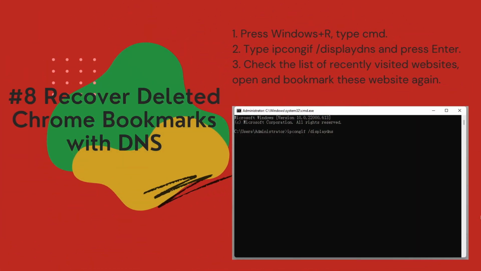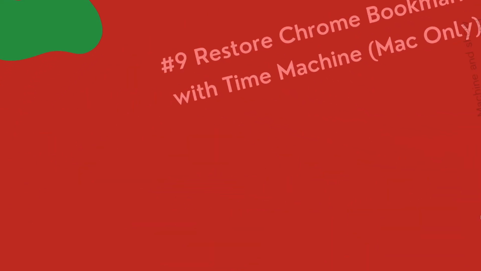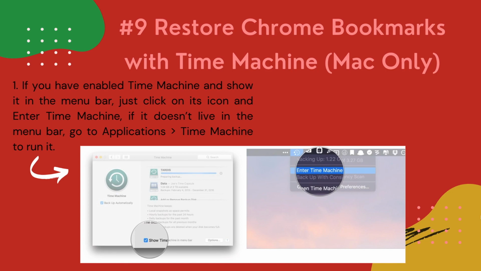Another useful solution to recover deleted or lost Chrome bookmarks is using DNS cache. To understand how to restore bookmarks with DNS cache, you can follow these simple steps. On a Mac, if a file is lost, Mac users can enable Time Machine to restore any version of the lost files from its backup.